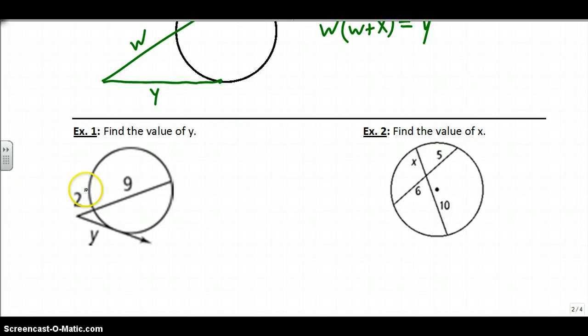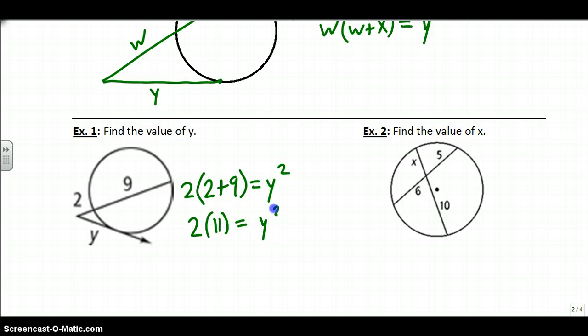So I take the part that's outside, which is 2, times the whole segment. So I take 2 plus 9, and that equals Y times Y. The part that's outside times the whole segment, which is just Y. 2 times 11 equals Y squared. So 22 equals Y squared. So how do I get Y by itself?